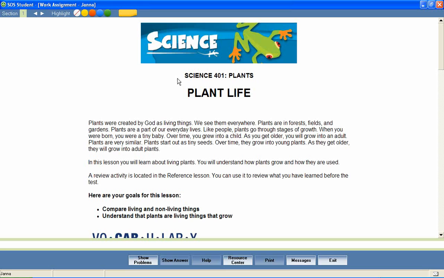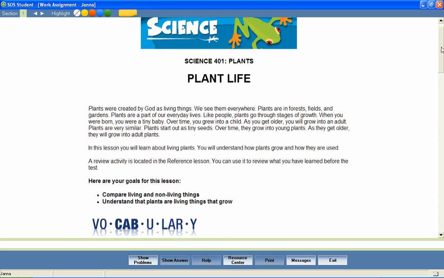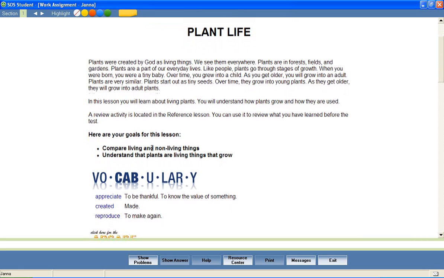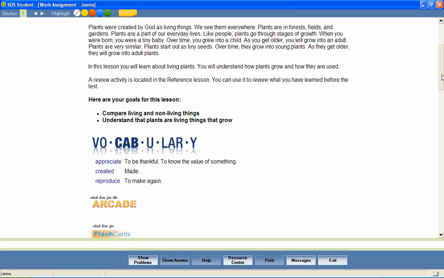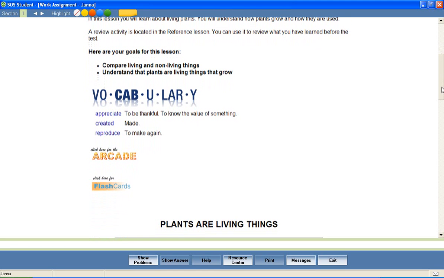In a unit entitled Plants, let's look at a lesson called Plant Life. Most Switched On Schoolhouse lessons begin with a brief introduction and a list of objectives for the lesson. These objectives help students stay focused on important lesson content and provide parents with an effective way to measure mastery of lesson content. At the beginning of most lessons, your students will also encounter a list of vocabulary words that will be used throughout the lesson.